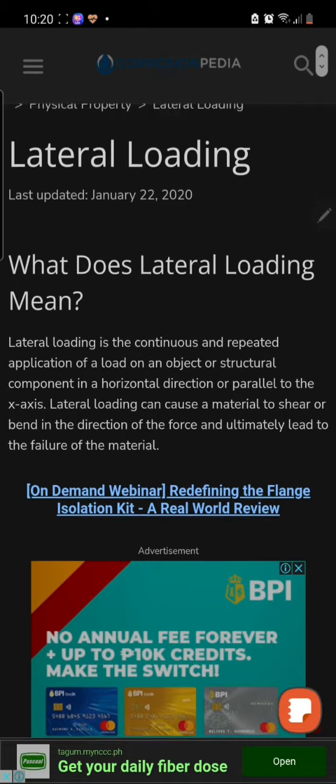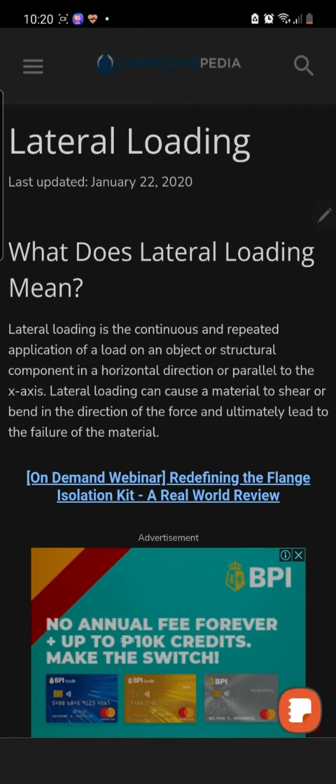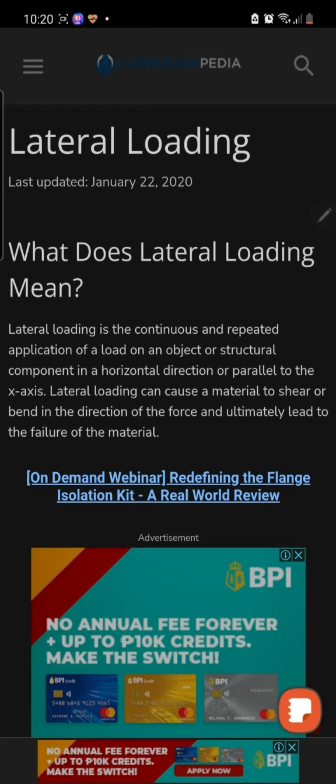According to the research on Google, which is the most basic way to research, a lateral load is a continuous and repeated application of a load on an object or structural component in a horizontal direction or parallel to the x-axis. Lateral loading can cause a material to shear or bend in the direction of the force and ultimately lead to the failure of the material.